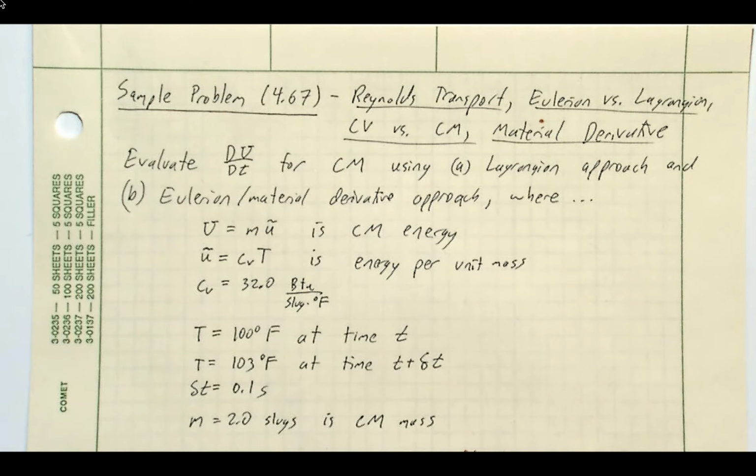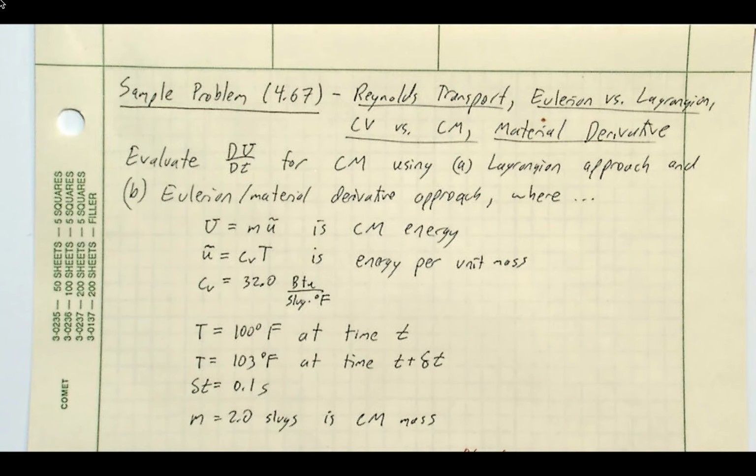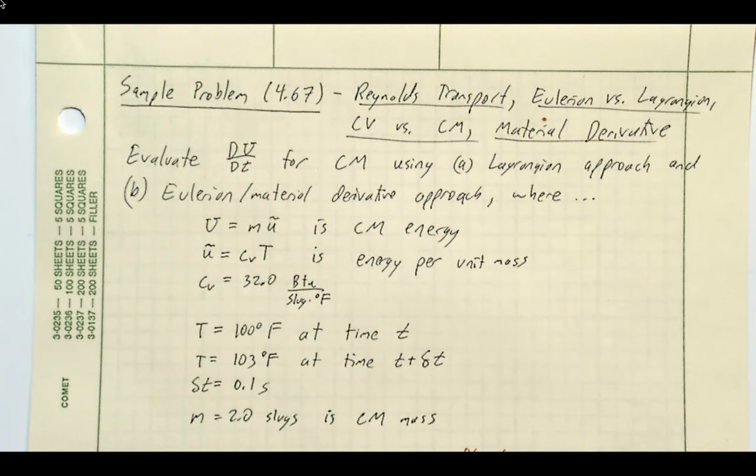Alright, so this video will have a sample problem that deals with the Reynolds transport theorem, touches on the difference between looking at a fluid system from an Eulerian or a Lagrangian approach, a control volume versus control mass, look at the system where the control mass is called system in your book, and even some discussion here about a material derivative shows up.